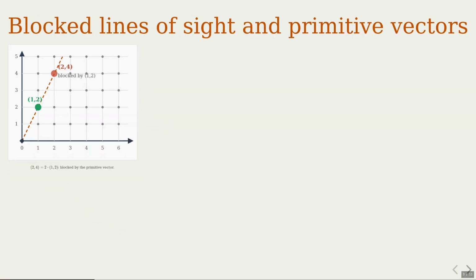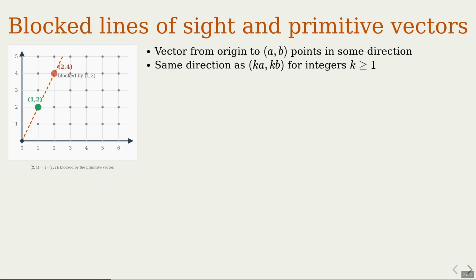Blocked lines of sight and primitive vectors. Think of each lattice point a, b as a vector from the origin. Points like 2a, 2b and 3a, 3b lie on the same ray, just farther out, because they are integer multiples of the same direction. The vector from the origin to the point a, b points in some direction. If a and b share a common factor bigger than 1, then the point a, b is an integer multiple of a smaller integer pair. That means there is a nearer lattice point on the same line that blocks your view.